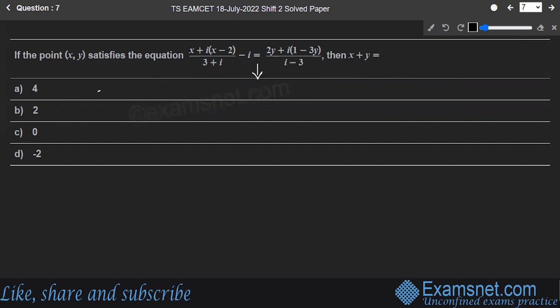Now this can be written as x plus x iota minus 2 iota. I have opened up the numerator, divided by 1 plus 3 iota. Now I will take this on the left hand side.